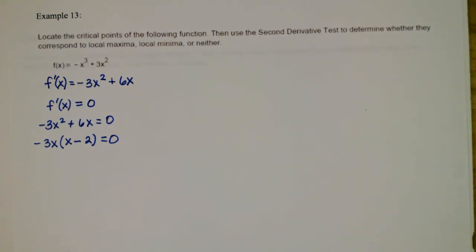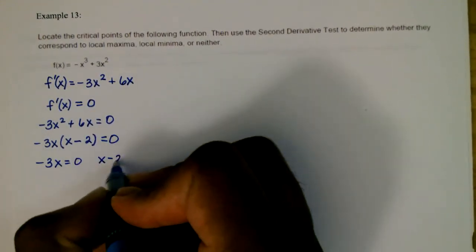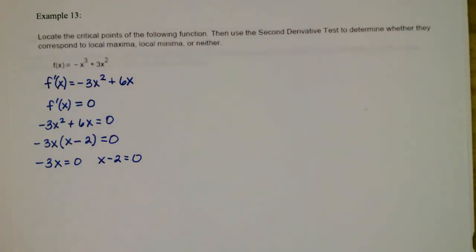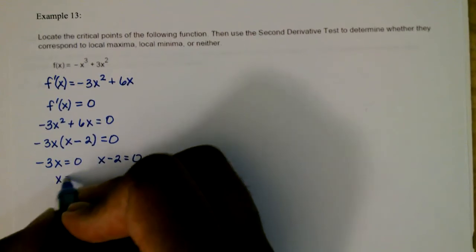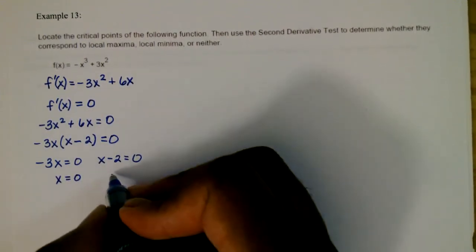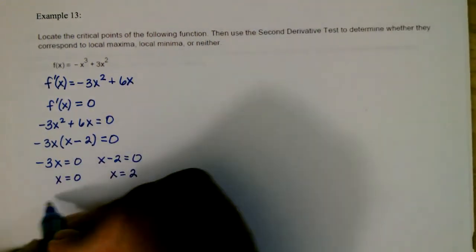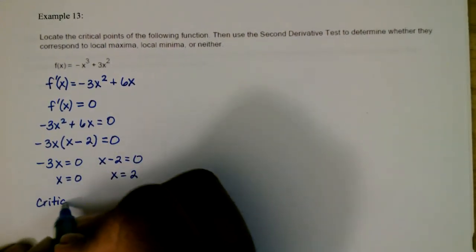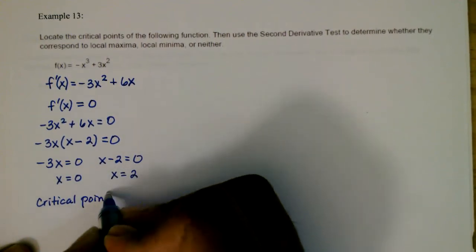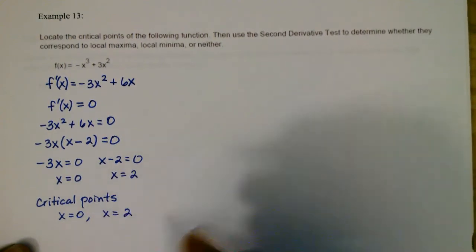And then we set each factor equal to 0. So that means negative 3x equals 0, and x minus 2 is equal to 0. And each equation will solve for x. So for negative 3x is equal to 0, that means x is equal to 0. X minus 2 equals 0 means x is equal to 2. So these are my critical points. And that's all they're asking for here. Well, part of what they're asking for is just the critical points. X equals 0 and x is equal to 2.